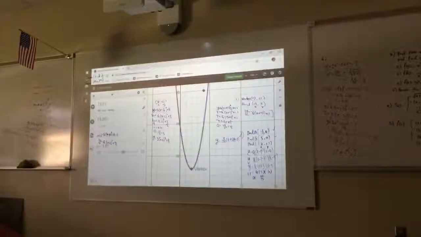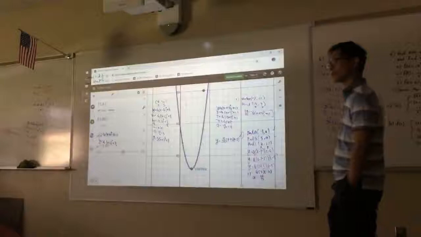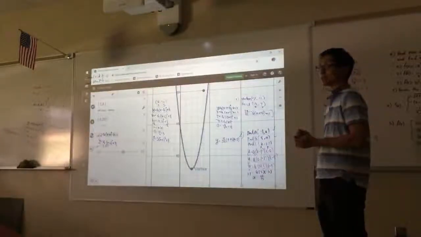And then you can find the equation that goes through all those 3 points. If a vertex is not given, see if the 2 x-intercepts are given. So you only use that equation if there are x-intercepts? Yes, because x-intercepts are going to give me factor form.